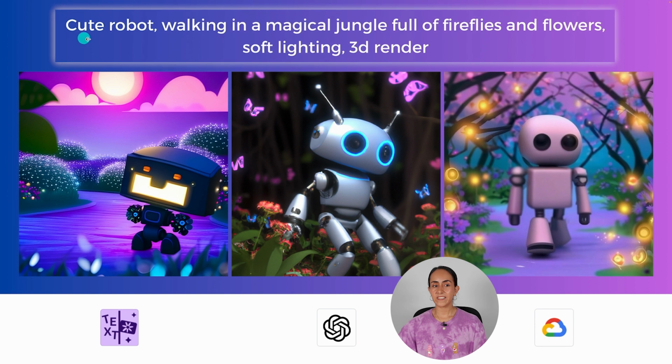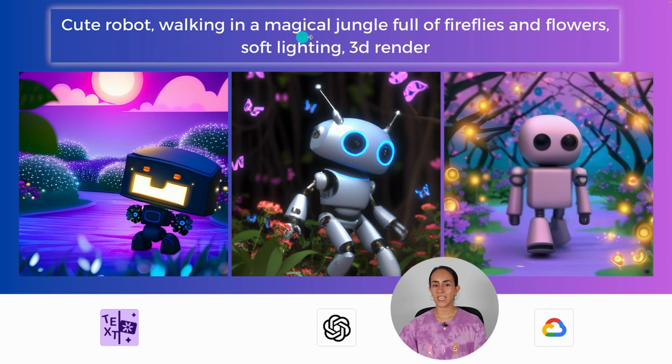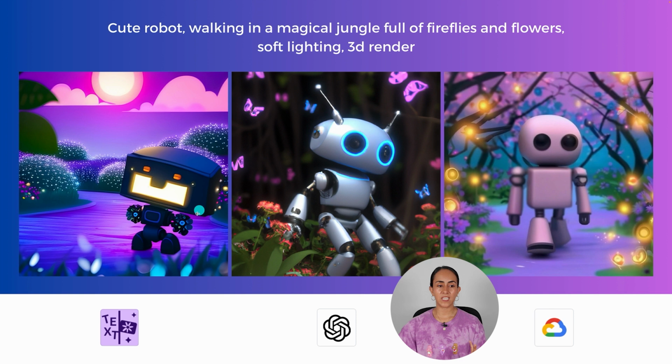Next prompt is a cute robot walking in a magical jungle full of fireflies and flowers. Soft lighting, 3D render. On the first image, we don't see a jungle and I don't quite see the fireflies. We see something in here, but they don't look like fireflies. On the second image, we see butterflies, but not fireflies.